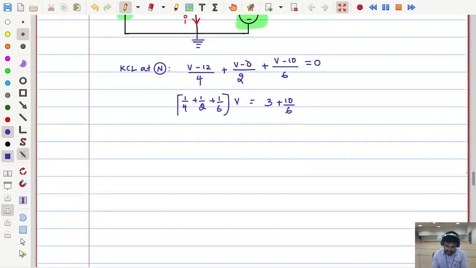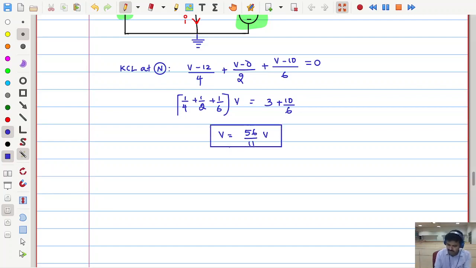Okay, anyhow, just see how much the final value of this is. Let me check. This is 11 by 12, and the other side is 3 plus 10 by 6, divided by the previous answer, 11 by 12. So how much is the final answer? V is equal to 56 by 11 volts.